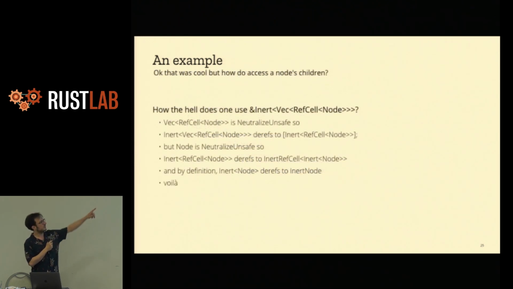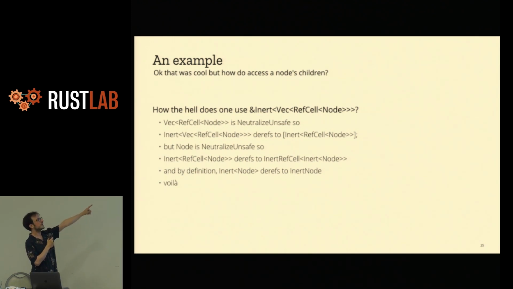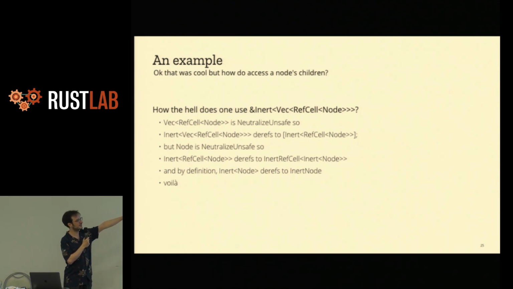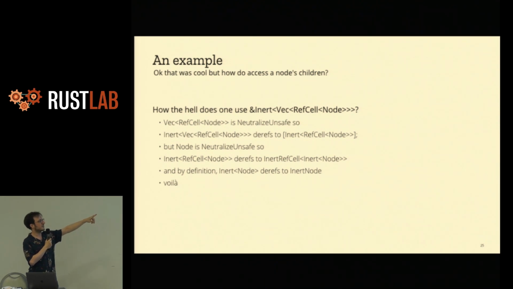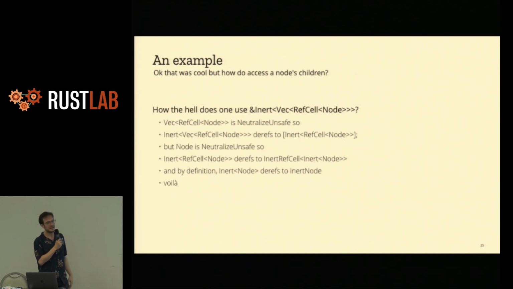And for the inert vec RefCell node type that I showed earlier, Vec RefCell Node is neutralize unsafe. So inert vec RefCell node derefs to a slice of inert RefCell node, and Node is neutralize unsafe. So inert RefCell node derefs to inert RefCell inert node, and the inert node that you can access by calling inert RefCell borrow derefs to inert node, which is a wrapper that was generated by the procedural macro with the getters that were also generated and which contains unsafe code that you don't need to write yourself. Voila.